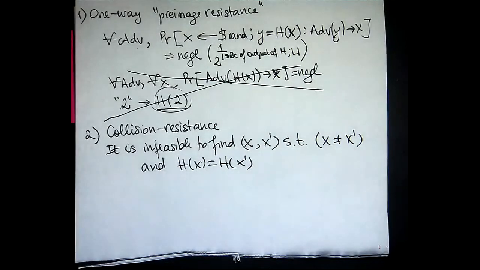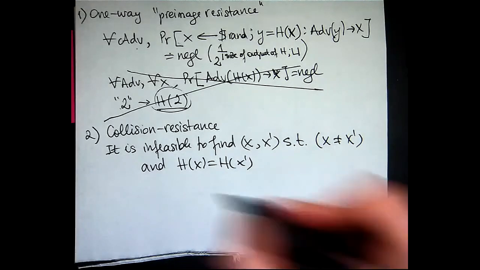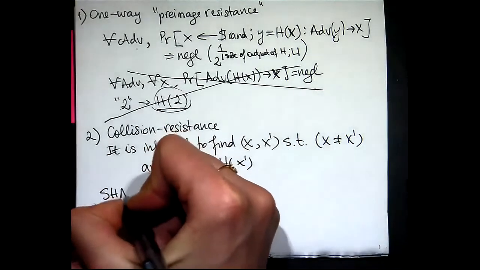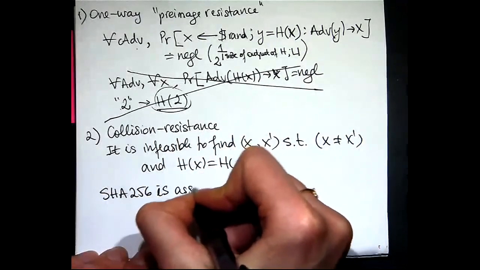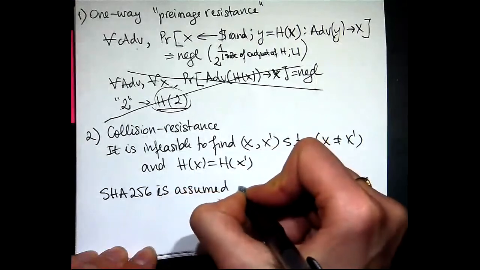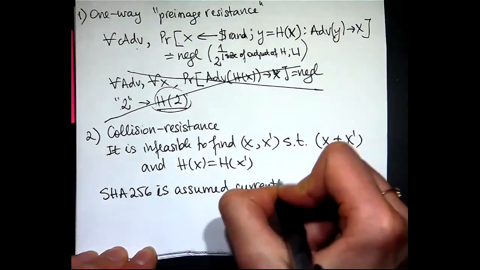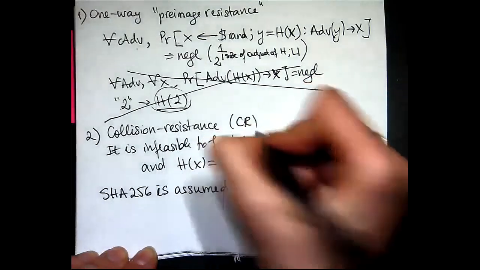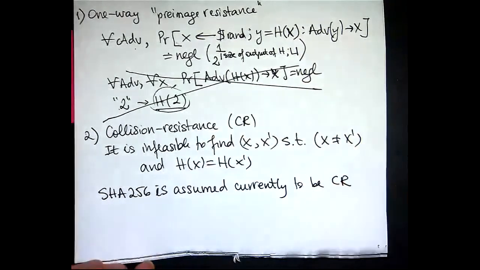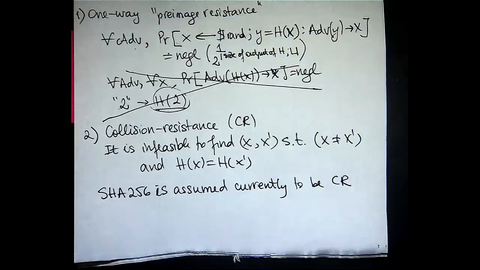And the point is that you should not be able to find a collision in a hash function ever. So currently for SHA-256, we don't have any such collision known. So it is assumed, currently, because things change, to be collision resistant. And this is a standard hash function that's widely used today.